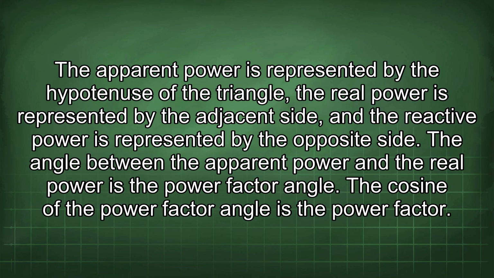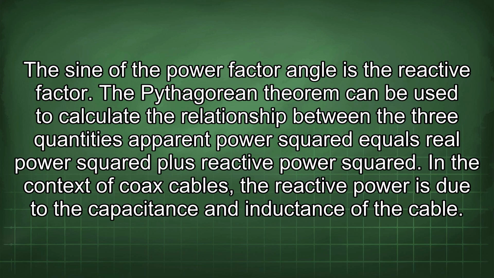The cosine of the power factor angle is the power factor. The sine of the power factor angle is the reactive factor. The Pythagorean theorem can be used to calculate the relationship between the three quantities: apparent power squared equals real power squared plus reactive power squared.